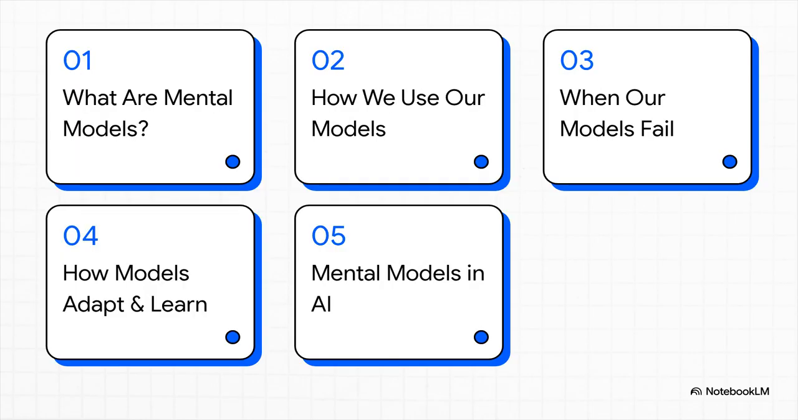So here's our game plan. First up, we'll figure out what these models actually are. Then we'll look at how we use them every single day, and of course, what happens when they go wrong. We'll also get into how our brains are smart enough to update them. And finally, we'll tie it all into the wild world of artificial intelligence.